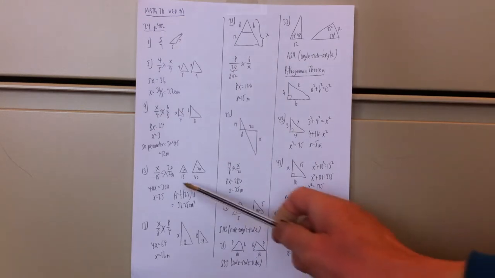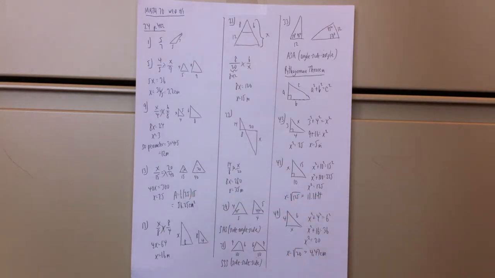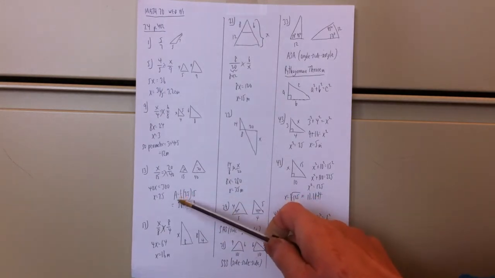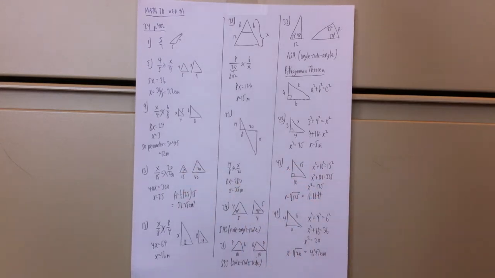Then we're asked for the area of this particular triangle. So the formula for the area of a triangle is 1/2 base times height. So area is 1/2, 7.5, which we just figured out, times 15. Punch it in your calculator, and you get 56.25 square centimeters, or centimeters squared.